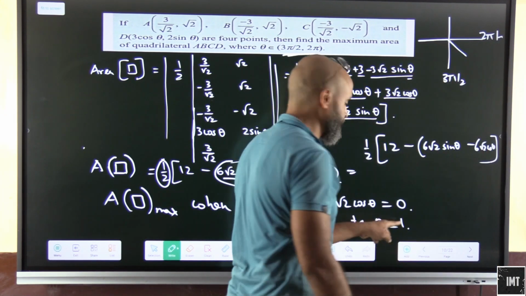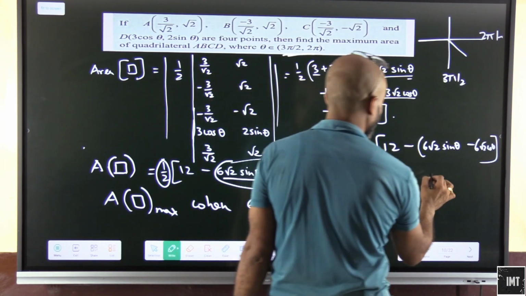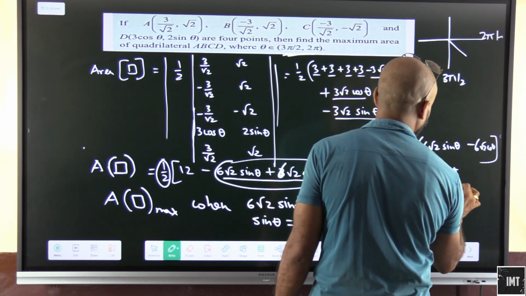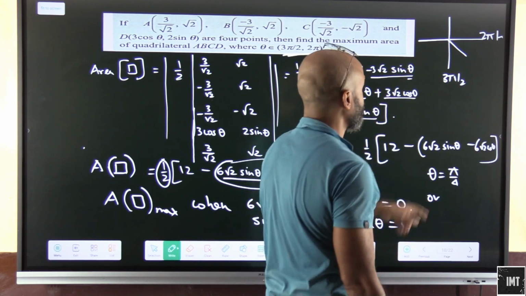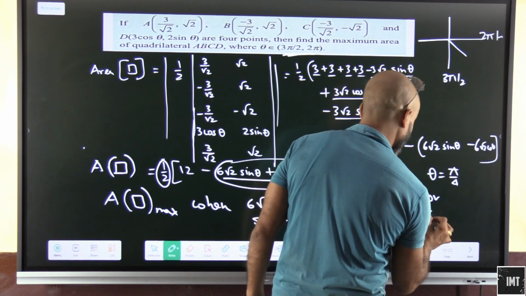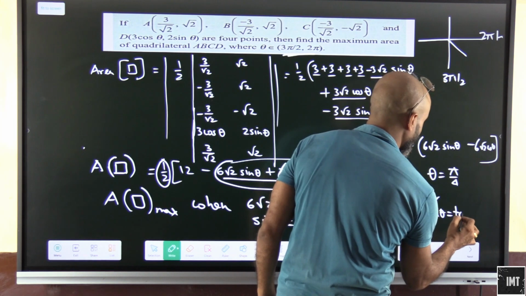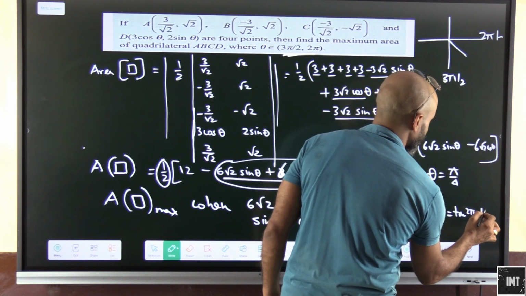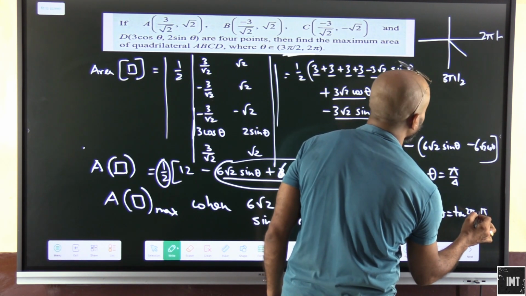So we know that tan theta assumes a value of 1 when theta is equal to pi by 4, that is, tan theta is equal to tan of 2 pi plus pi by 4, right?